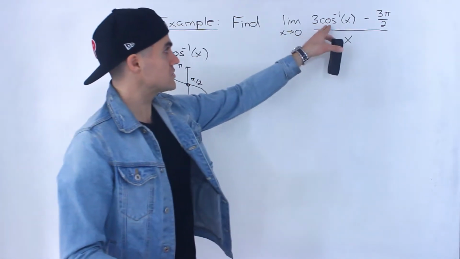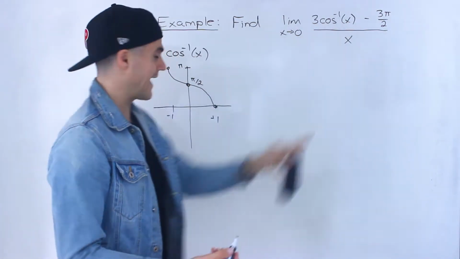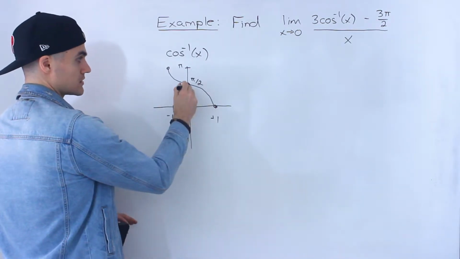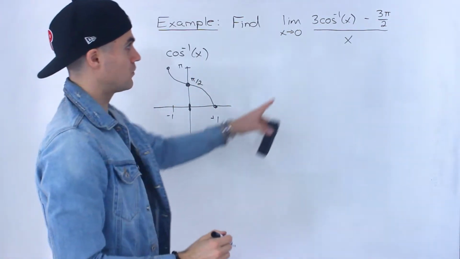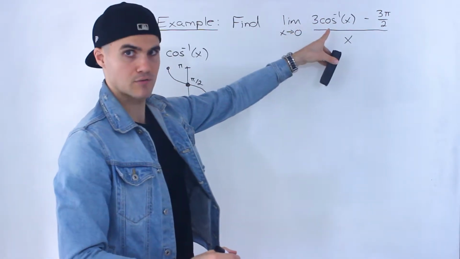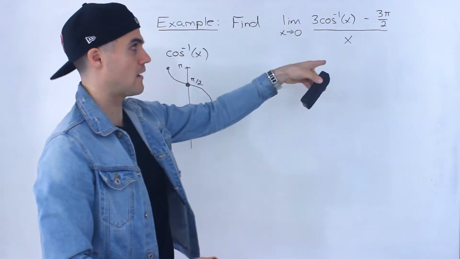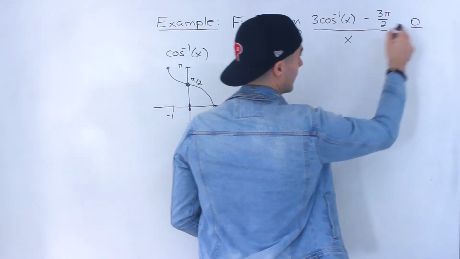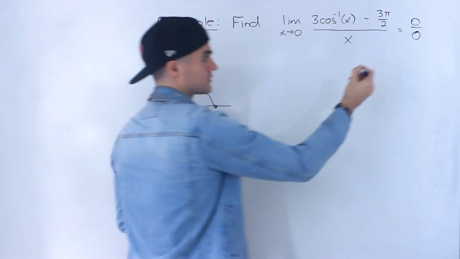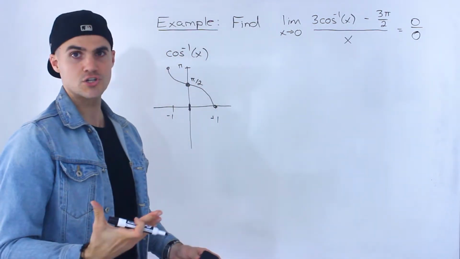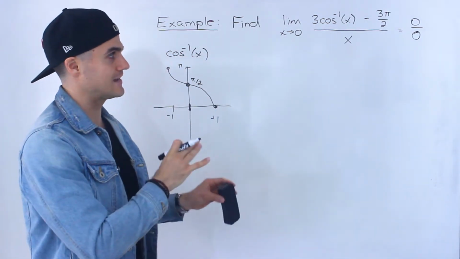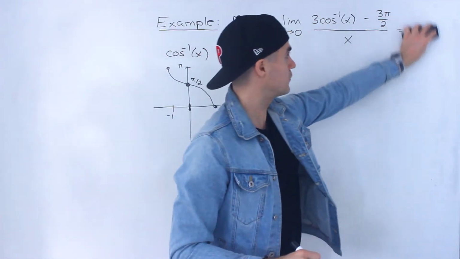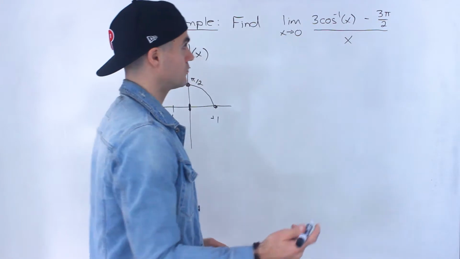So cos inverse 0, when x is 0, which is here, what's the value of the function going to be? It's going to be pi over 2. So what we would end up having is 3 times pi over 2, which is 3 pi over 2, minus 3 pi over 2, which is 0. And then notice the denominator is going to be 0 as well. So unfortunately, can't do a direct substitution. It's in indeterminate form. But because it's in this format, 0 over 0, we could try maybe L'Hopital's rule.